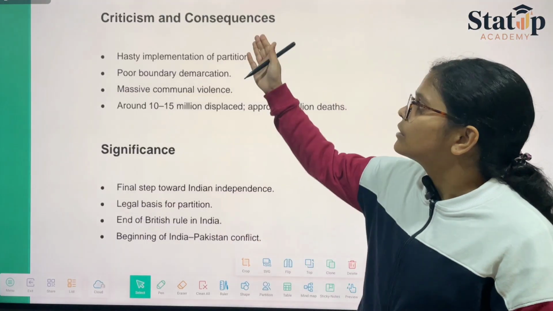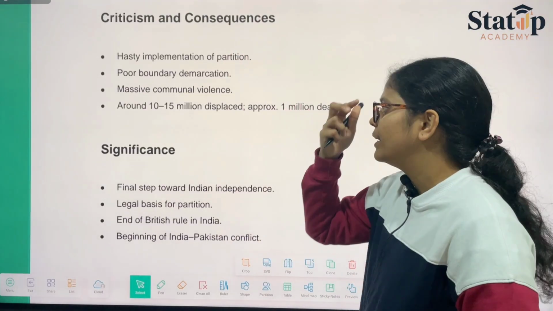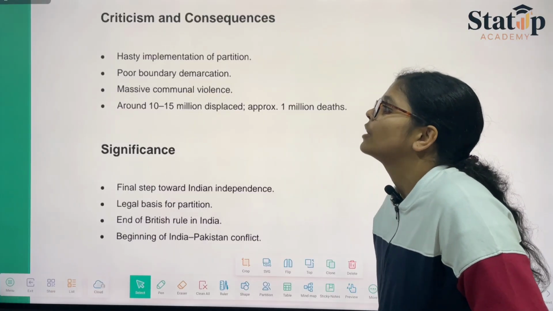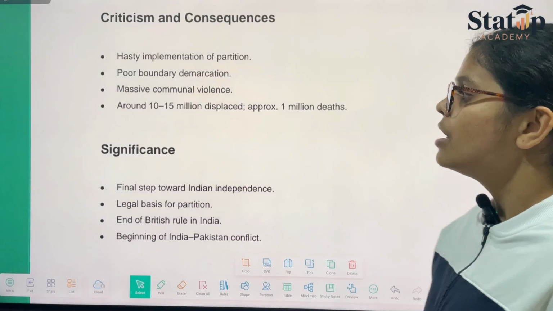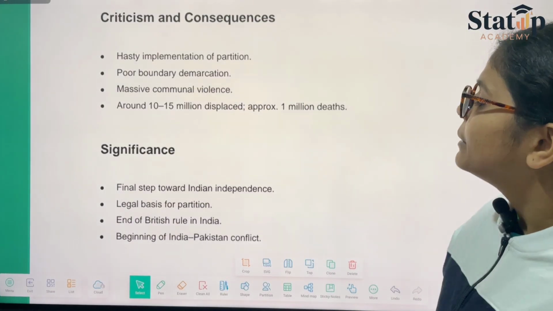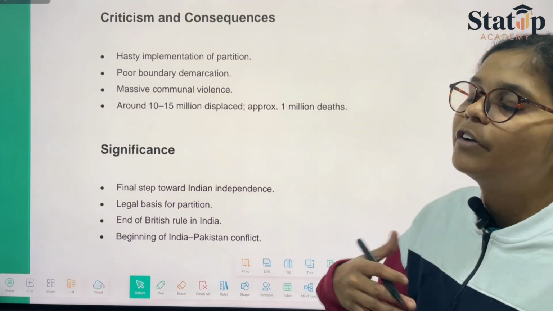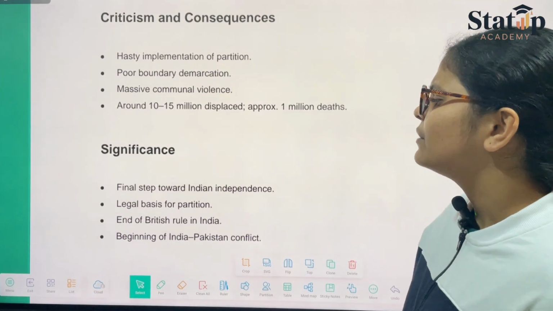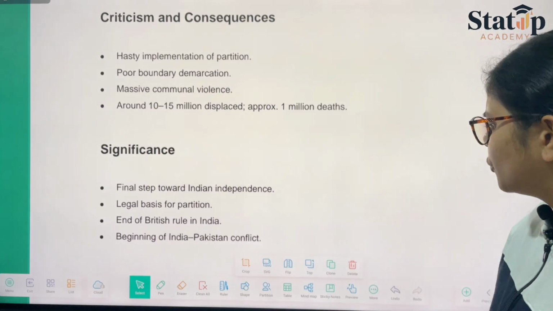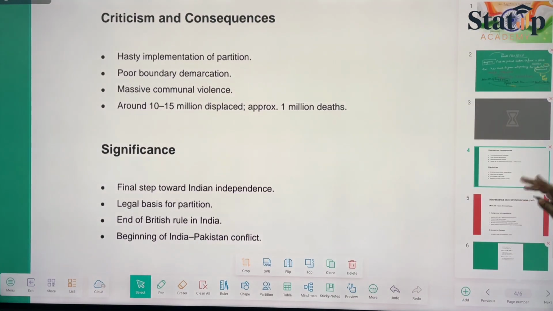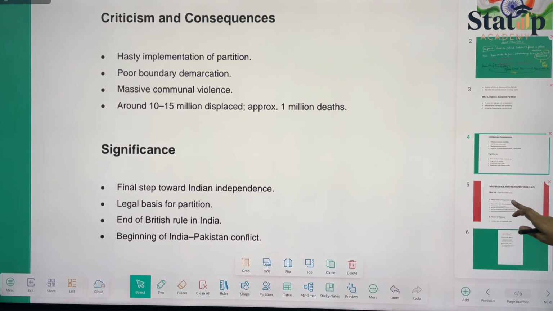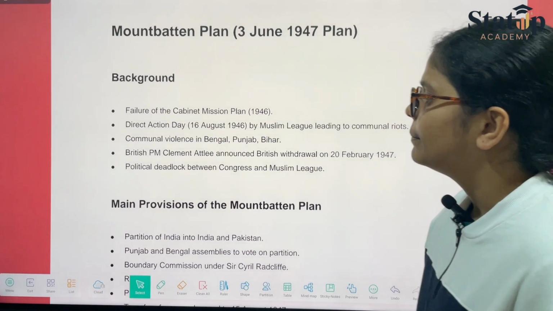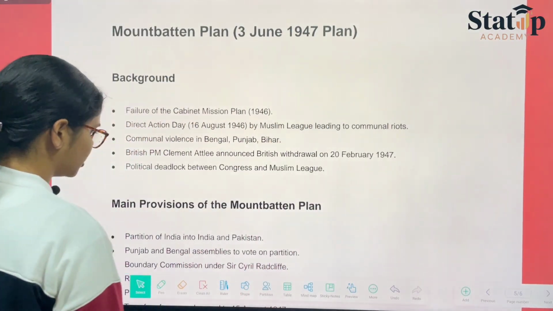So some criticism was also made, like poor boundary demarcation was done and massive communal violence was also there. Around 10 to 15 million people displaced, approximately 1 million deaths. Imagine. Then we have the significance, you can read on your own. Now we are coming on to the actual thing, that is the independence and the partition. When we talk about the Mountbatten Plan, we have already talked about this.